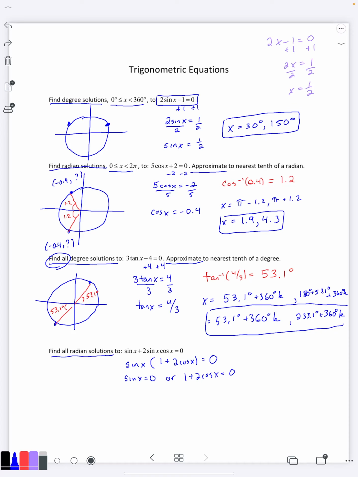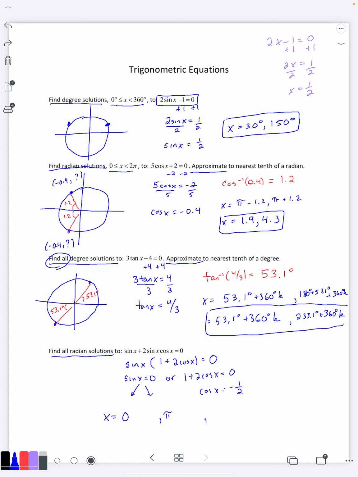The first one's just sine x equals 0. The second one, we do a couple steps. I'll skip the work here. We're going to get cosine x is negative 1/2. And so let's see what points satisfy either one of these. For sine x equal to 0, that's the y coordinate is 0. That's either 0 radians or pi radians. That's the two places that sine x gives me 0.